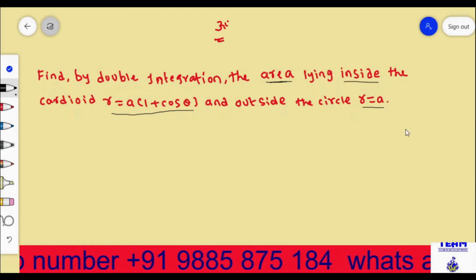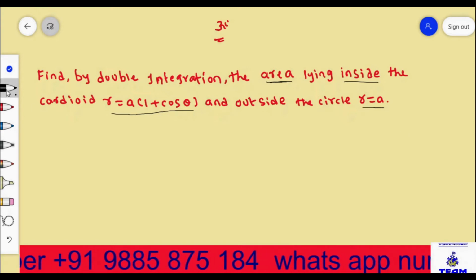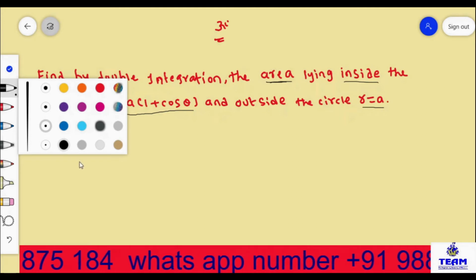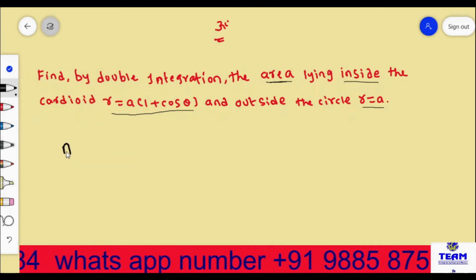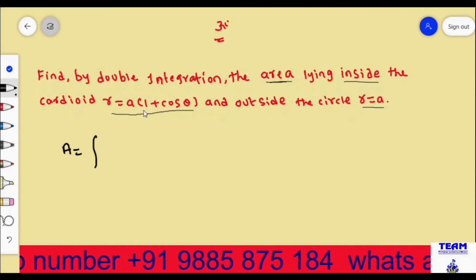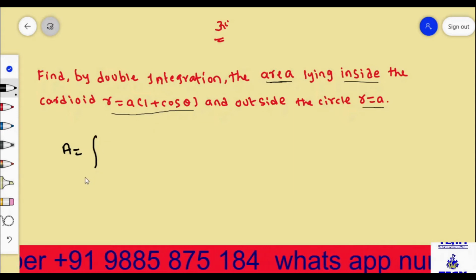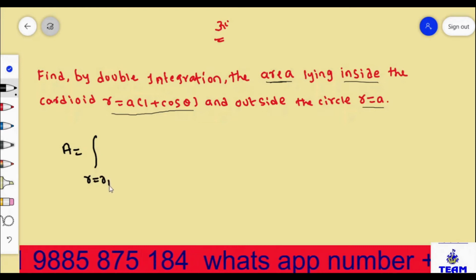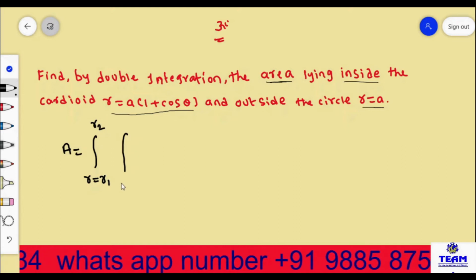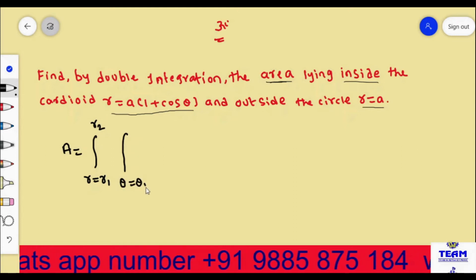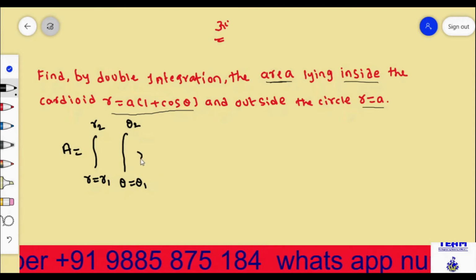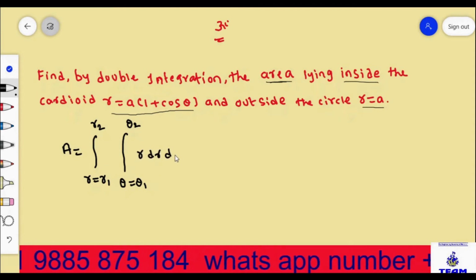Friends, first we are going to write the area formula. The area we denote with capital A, and that is equal to the integral where r is from r1 to r2, and another limit, θ is from θ1 to θ2, of r dr dθ.